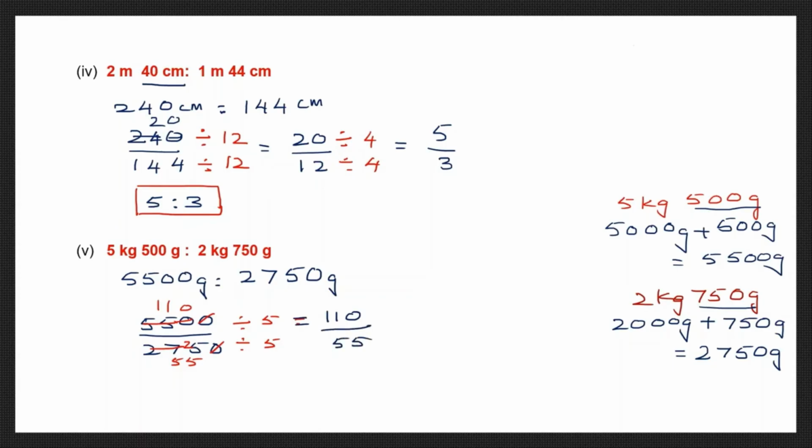Can we divide both by 11? Let's divide both by 11. 11 tens are 110 and 11 fives are 55. We can again divide by 5. What do we get? 5 twos are 10 and 5 ones are 5. So our fraction is 2 by 1. Our ratio will be 2:1. So final answer is 2:1.